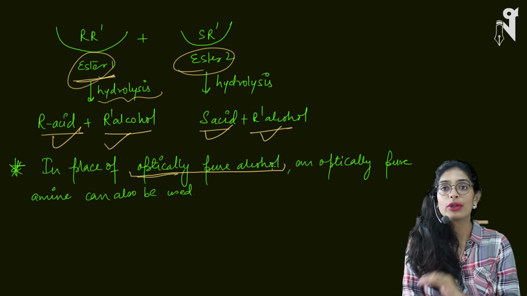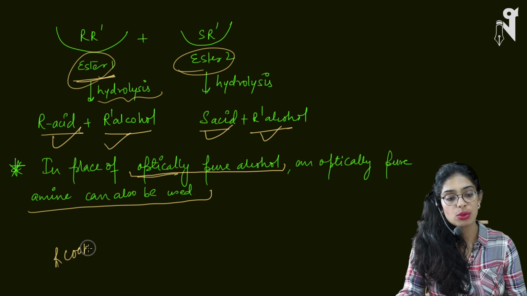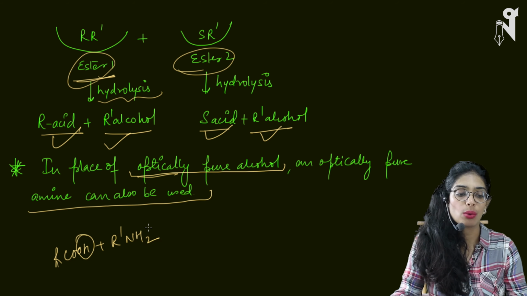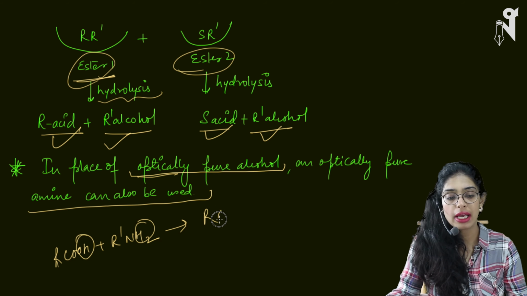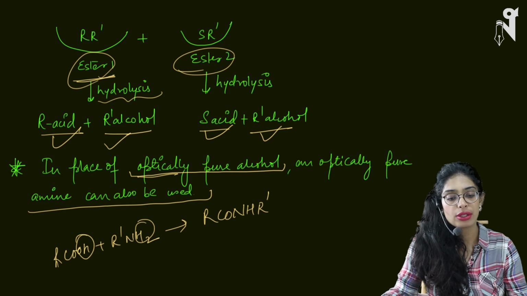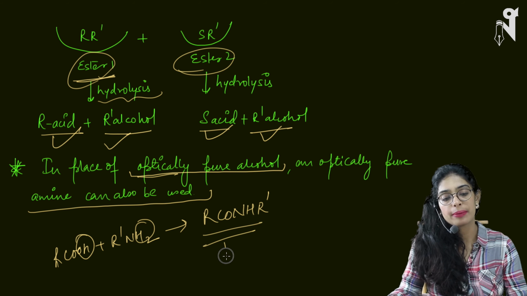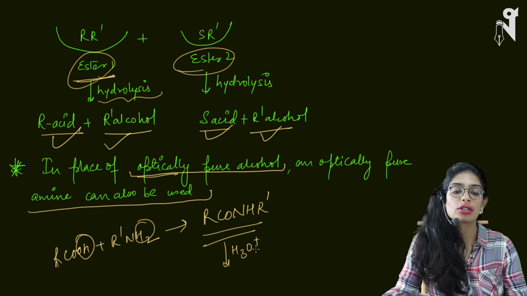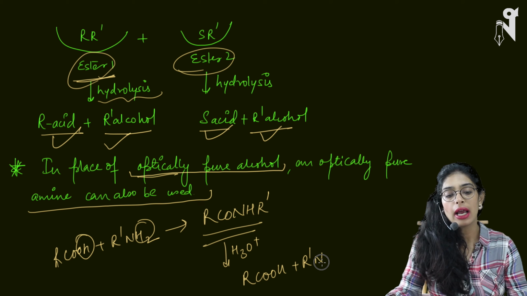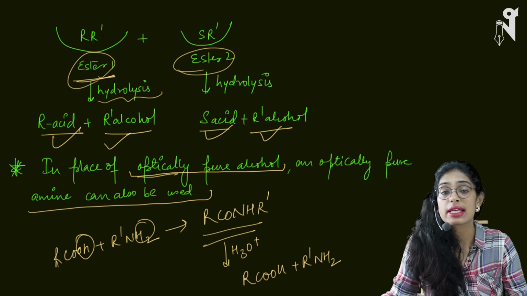Now instead of alcohol we could have taken a pure amine also, because the reaction of RCOOH with R dash NH2 is like this. OH will go from here, hydrogen will go from this, and it will form RCONHR dash. So basically I could have got an amide. And again you do acidification, you add acidified water to it, and you will again get the carboxylic acid and the respective amine. So this is also a reversible reaction, which you have already learned in the carboxylic acid chapter.